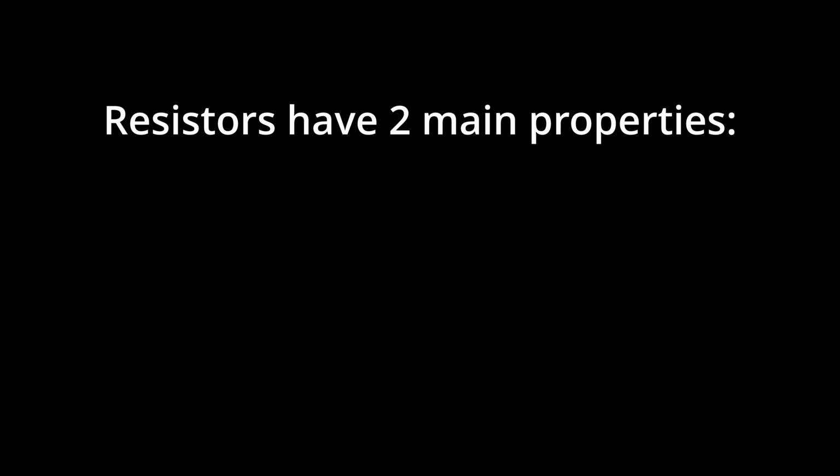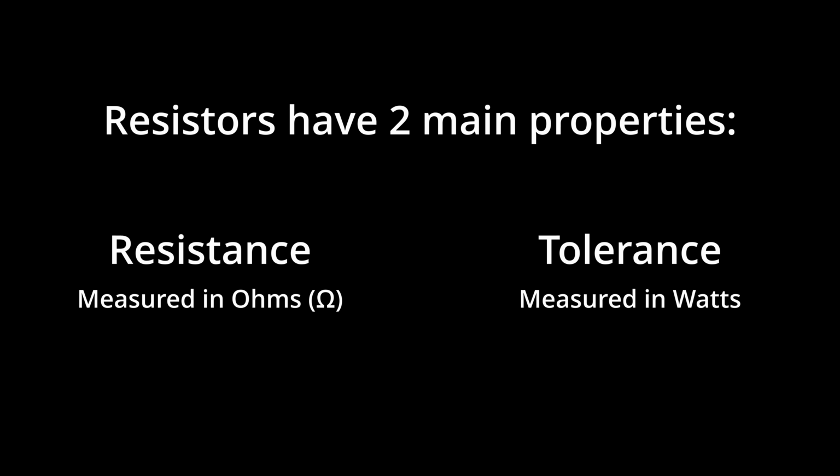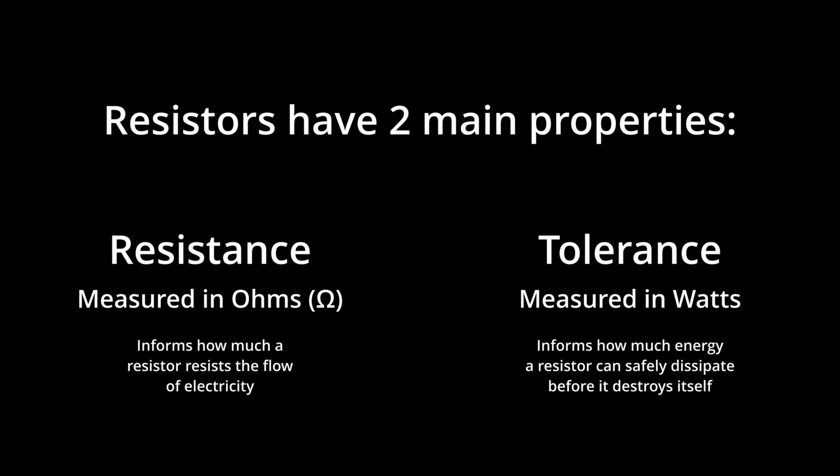Resistors are generally rated based on two main properties: how much resistance they offer, which is measured in ohms, and how many watts they are rated to withstand, which tells you how much electricity the resistor can handle before it actually gets so hot that it burns up and destroys itself.